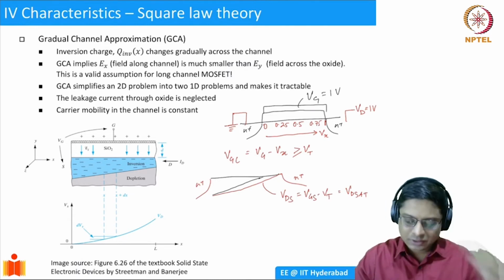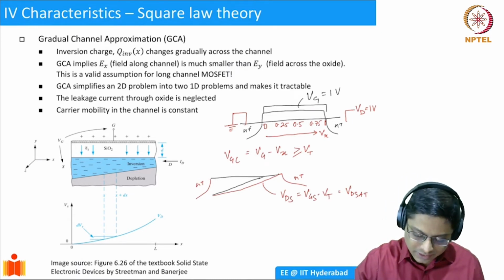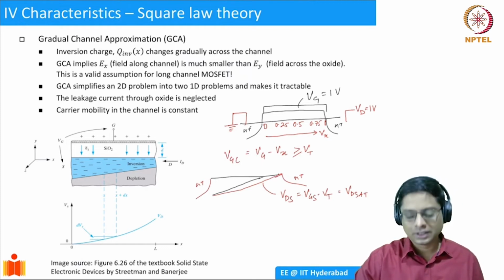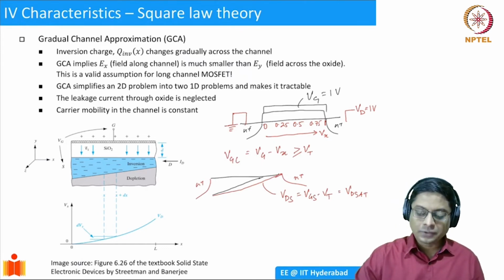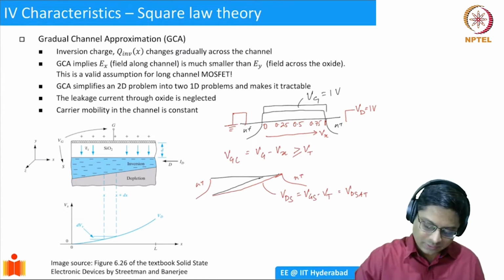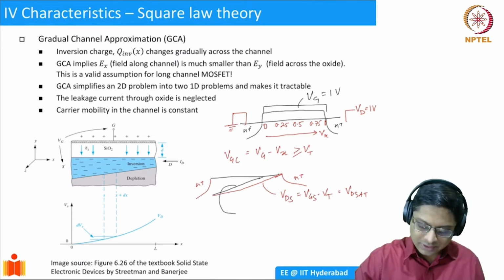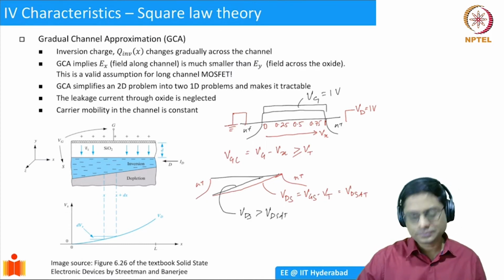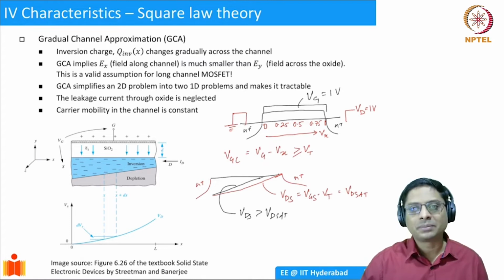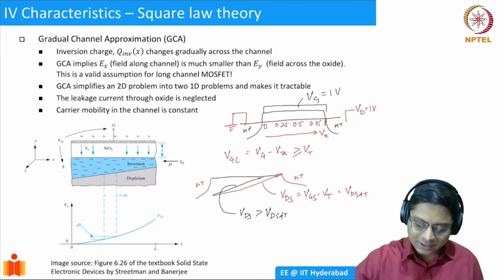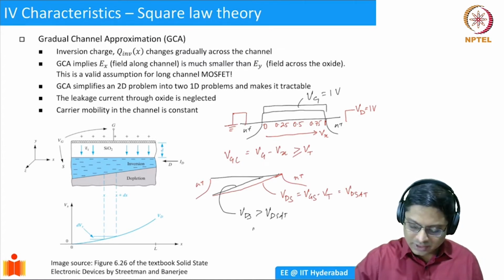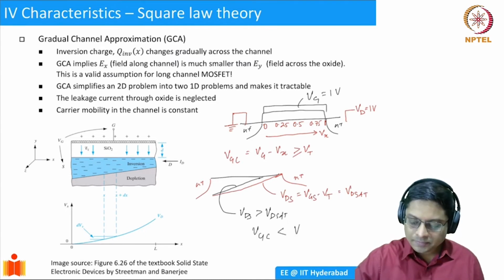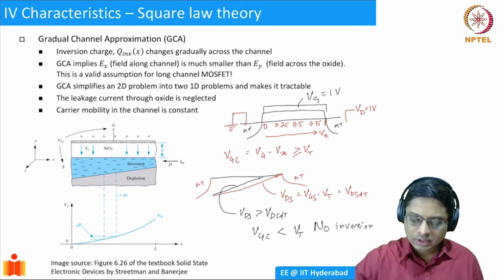That is why you have almost negligible inversion charge. Okay, and if you go beyond that, for this black curve, this is basically VDS greater than VD sat. If you do this, the channel is getting pinched off. You don't have sufficient voltage. If you calculate VGC now, VGC is less than VT. So no inversion charge near the drain end.